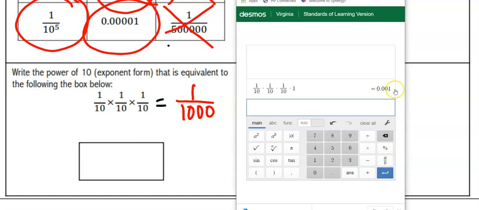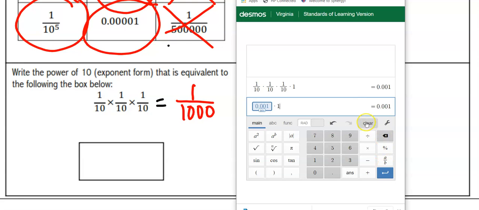And when I go to the next line, if I want to bring this down, I can retype it, or I can just press answer. Okay, so now I've got the decimal form, but it wants the power of 10. So I'm going to multiply this times 1. It's not giving it to me that way. So let's try something else. Let's try to clear this, and I'm going to put in 0.001 times 1. It won't give me the power of 10 that way.